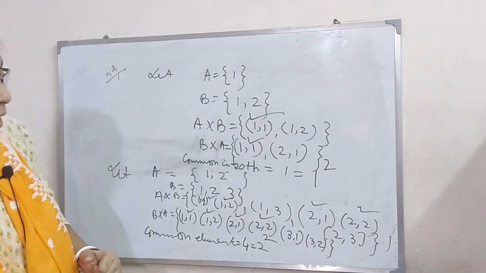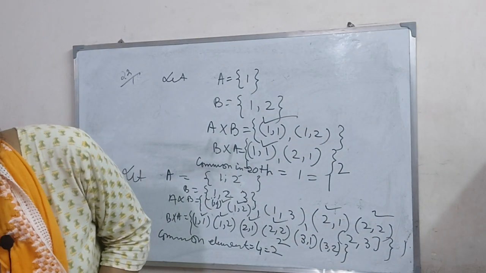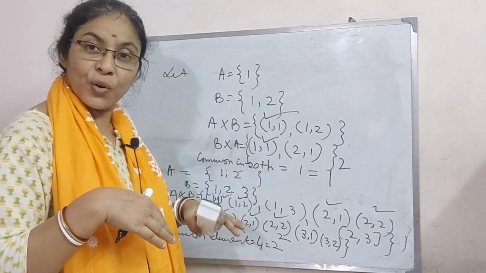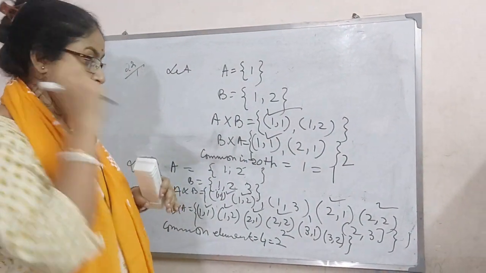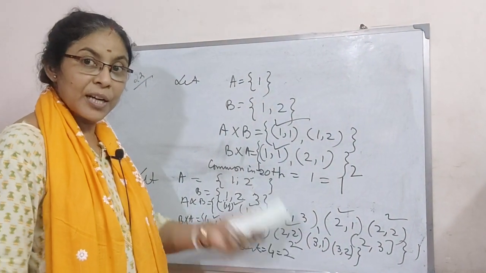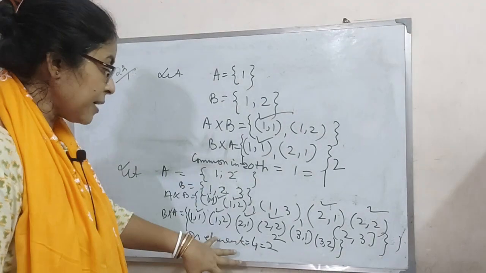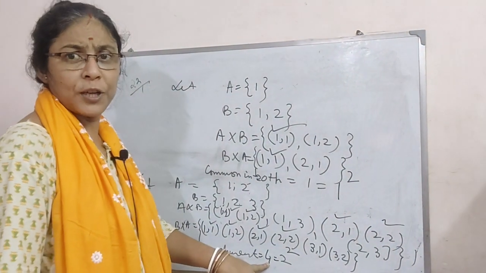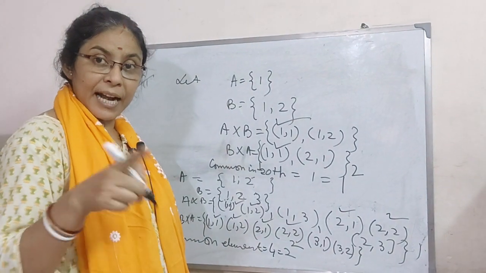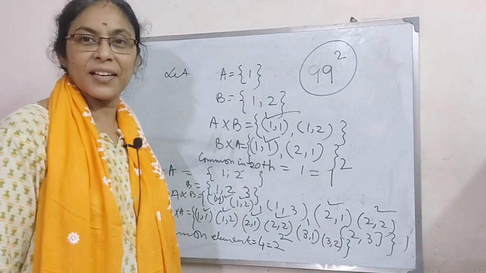So in this way, I can write: if two sets A and B have 99 elements in common, here 4 elements are common when 2 elements are common, that is 2 to the power 2, and 1 element common gives 1 to the power 2. The number of common elements in A and B is 99, so the common elements are 99 to the power 2. This is the answer. Okay, I am ending here.